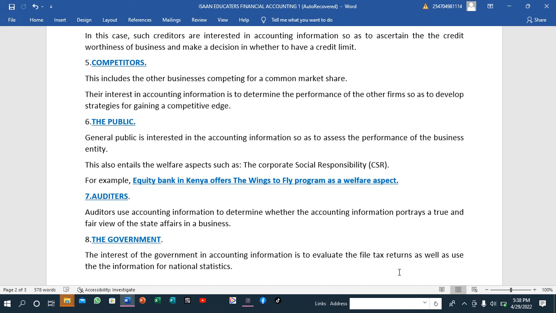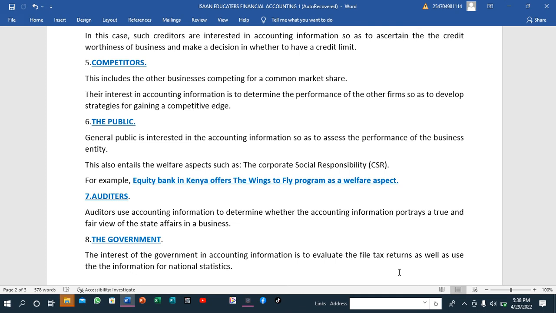For example, here in Kenya, we have the Equity Bank. In the part of corporate social responsibility, they offer the Wings to Fly program as a welfare aspect. This is where they sponsor children who have come from a needy background, they are bright, they have done very well in the exam, so they give them sponsorship, paying their fees so that they can continue with their education, as a part of corporate social responsibility.